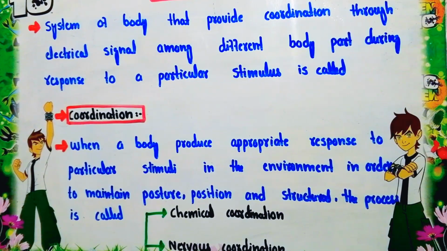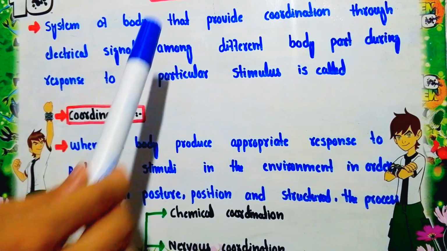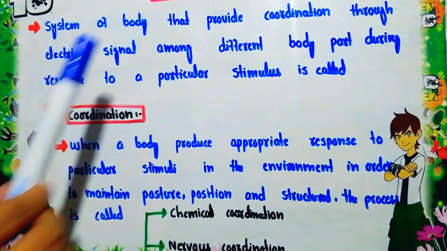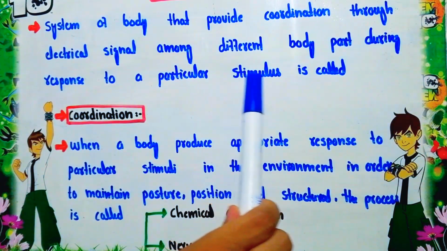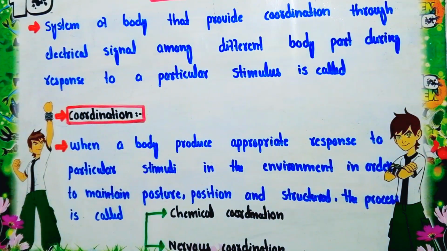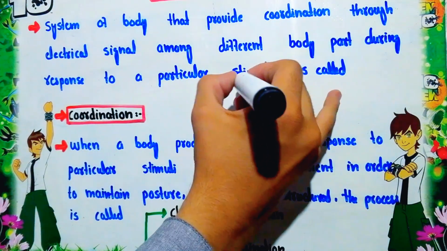Now we will define what the nervous system is. Basically, in the definition of the nervous system, two terms are discussed. The first one is coordination, while the second one is stimulus. First we will understand these two terms, then we will define what the nervous system is. So basically, what is a stimulus?